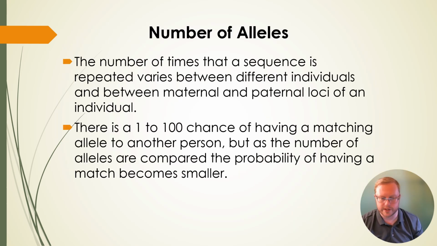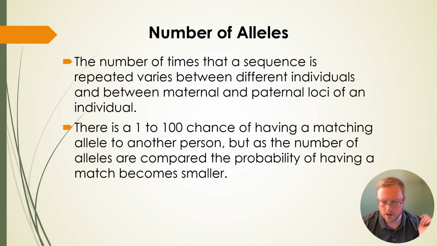All right, so the number of alleles. The number of times that a sequence is repeated varies from individual to individual and between the maternal and paternal loci of an individual. So between your mother and your father, the DNA from your mother and your father, you're going to get different numbers of these tandem repeats. There is a 1 in 100 chance of having a matching allele to another person for a particular allele. So for this particular variable number tandem repeat, you might have the same one as somebody else, but it's a 1 in 100 chance.